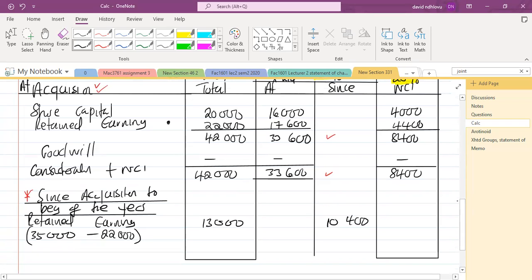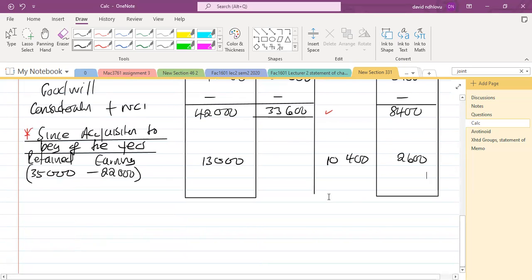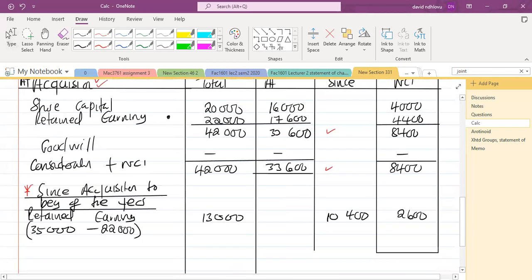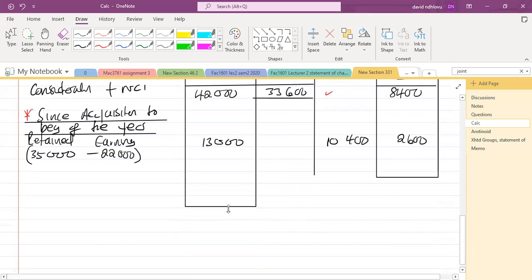Minus 13,000, we are going to get a value of 2.6. So in terms of the retained earnings, it has increased by 13 overall, with 10,000 attributable to the owners of the parent and the other portion attributable to the owners of NCI.